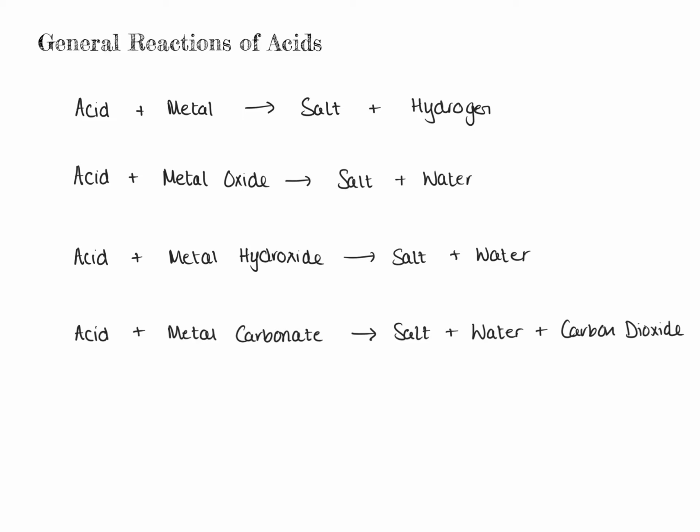Now that we've got these 4 general reactions, we can have a look at how to write word equations by plugging in various acids, various metals, metal oxides, hydroxides or carbonates, and then most of the products are given for us. The only problem is we need to figure out how to name the salt in each case, and I'll show you how to do that.